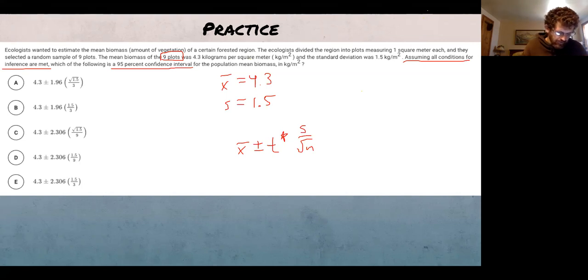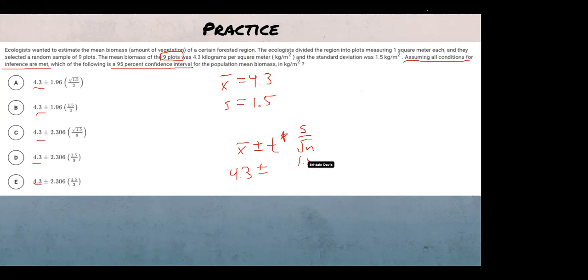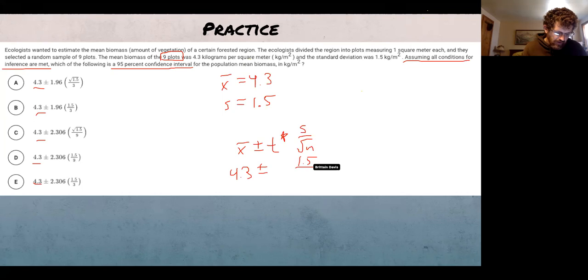So I'm going to start plugging some numbers in. I know that 4.3, well, that would be helpful if I could rule something out, but all of them have 4.3. All right. I know it's going to be 1.5 for the sample standard deviation, and 9, so square root of 9. They don't give me square root of 9 as an option, so I'm going to go ahead and just erase this and turn it into 3, which is the square root of 9. So then I got this t star right here. We'll figure out in a minute.